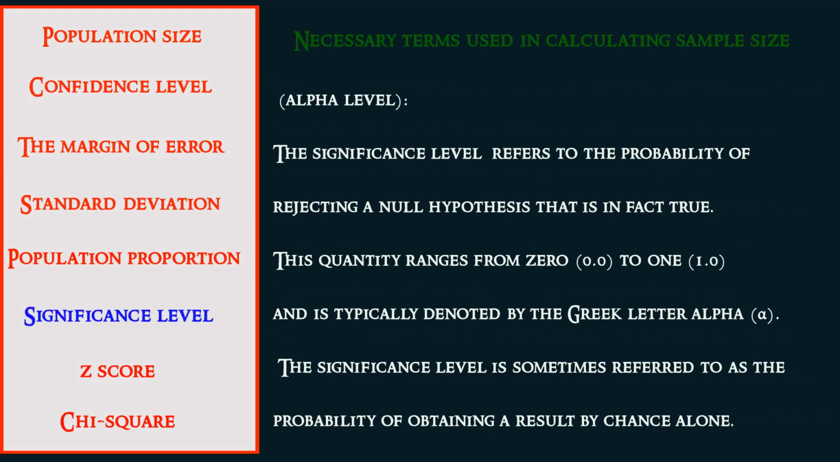Significance level refers to the probability of rejecting a null hypothesis that is in fact true. This quantity ranges from 0 to 1, and it's typically denoted by the Greek letter alpha. The significance level is sometimes referred to as the probability of obtaining a result by chance alone. It is also called the alpha level.